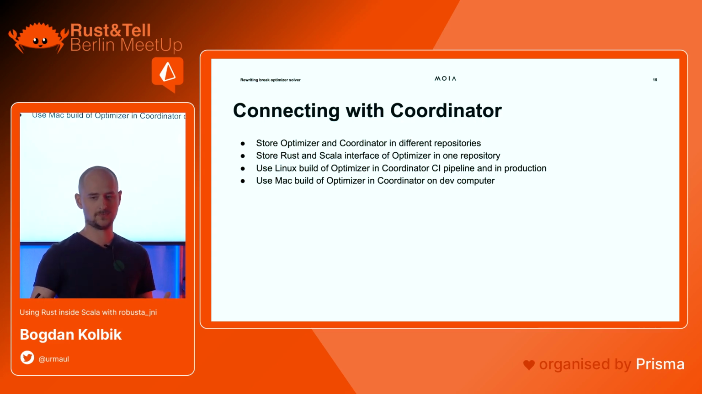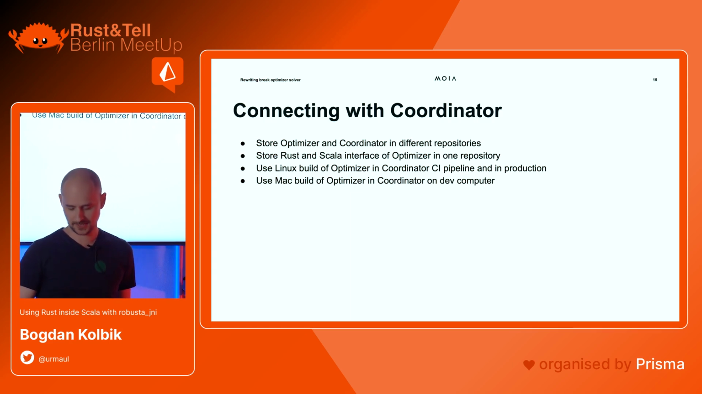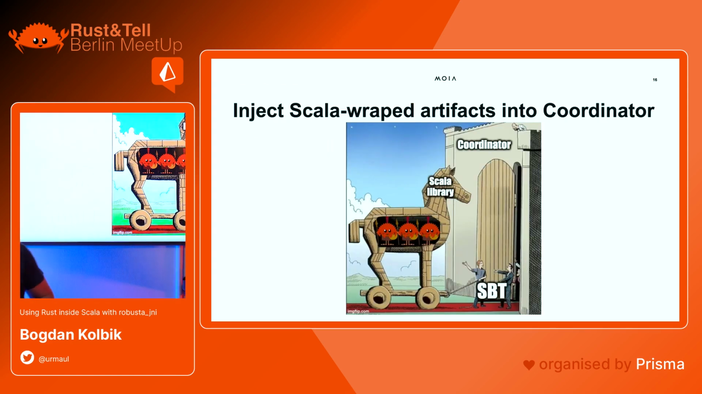Also, we use the Linux build of the optimizer in production, and we use the Mac build of the optimizer on development machines. And we still want to use the optimizer on both development machines and production. So we need to connect them somehow. We need to decide how to store them in different repositories, and we need to decide on building and deployment. The solution is quite tricky. I made a schema. Here it is.